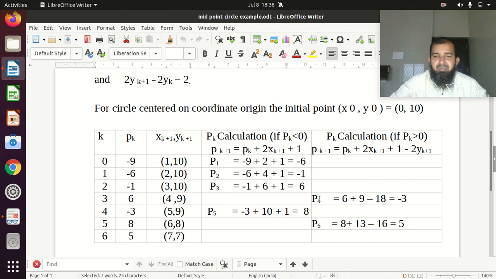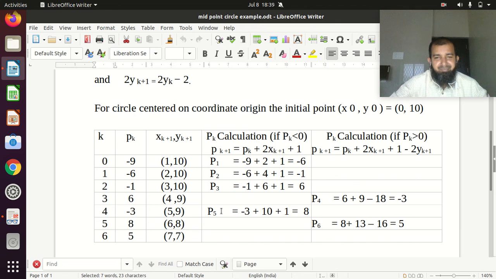Next pk value, p4, is equal to pk, that is 6, plus 2xk plus 1. 2xk is 2 into 3 plus 2, 8, plus 1, 9. Then minus 2yk plus 1, meaning 2yk minus 2. What is yk value? 10. 2 into 10, 20, minus 2, that is minus 18. 6 plus 9 is 15, minus 18 is minus 3. So minus 3 is again negative, so x increments, y remains same. So pk is less than 0.